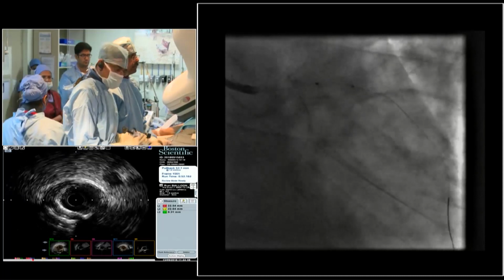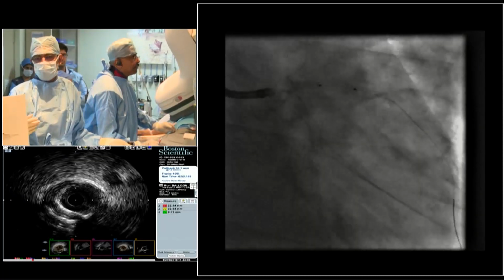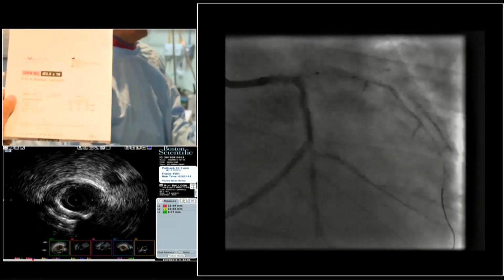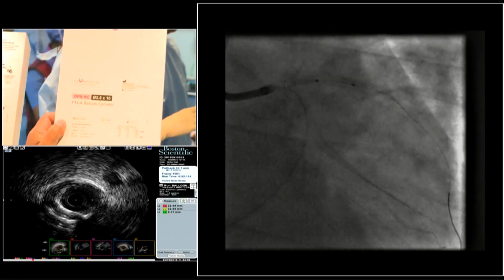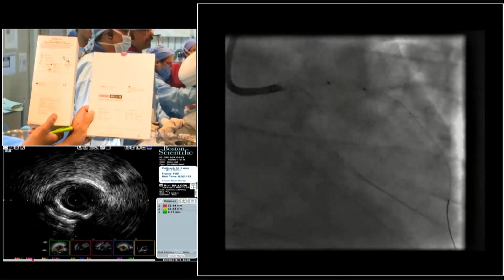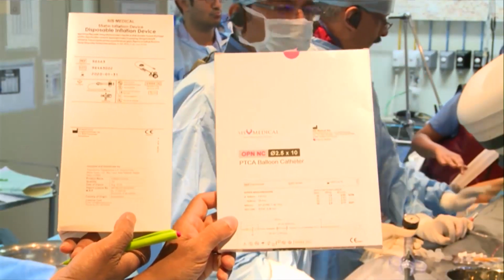This is a balloon recently introduced into the market. We can just show that. This is from a Swiss company. Let's show this side. We use regular indeflators that go up to 28 or 30 atmospheres. For this one you need a dedicated indeflator that goes up to 55 atmospheres.